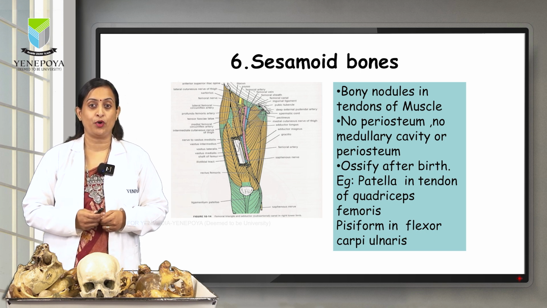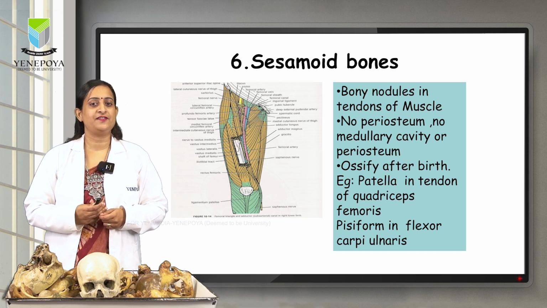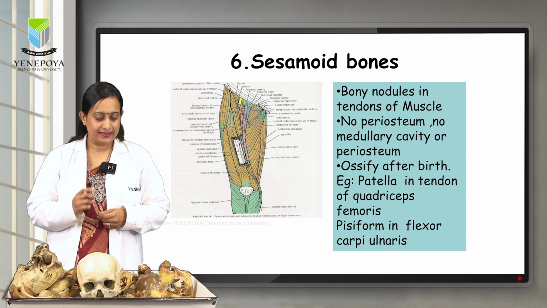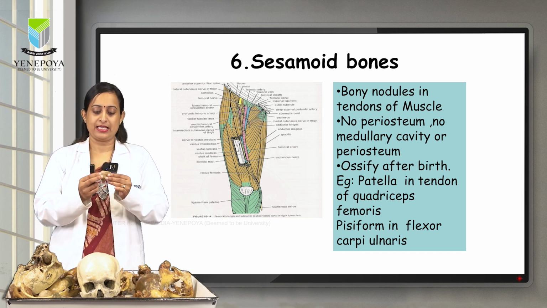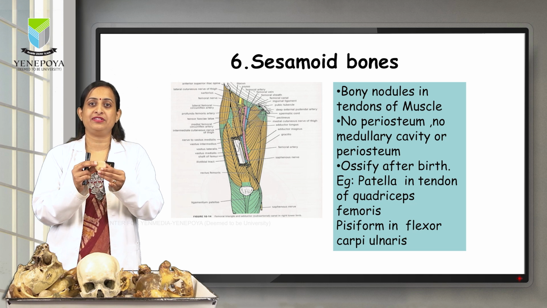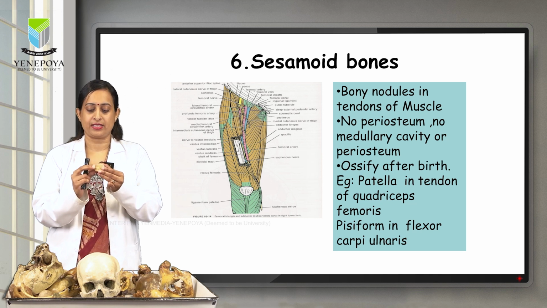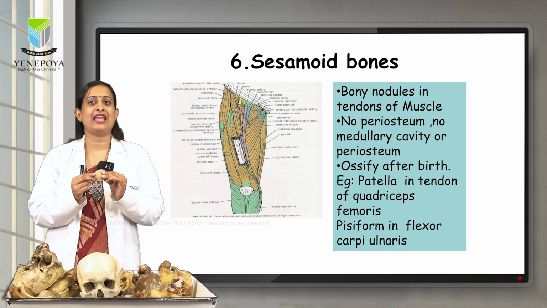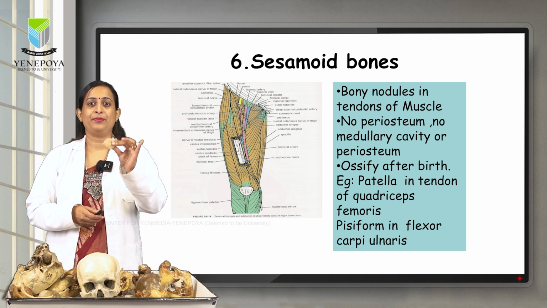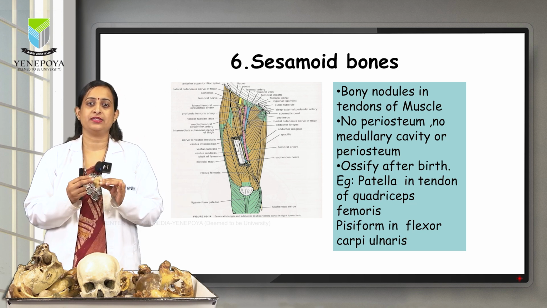The sixth type is the sesamoid bone. The word sesame means seed-like. These are small bones which develop in the tendons of the muscles. So these are bony nodules that develop in the tendons of the muscles. This bone doesn't have a periosteum, and it doesn't have a medullary cavity. They ossify after birth, not before birth.